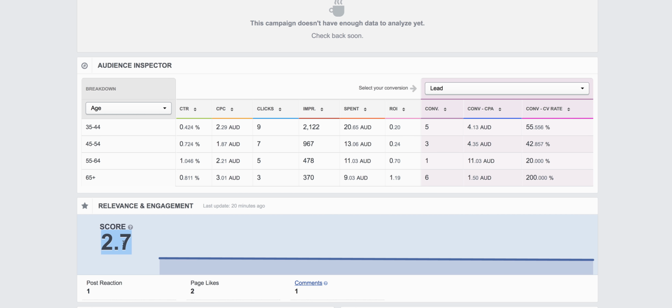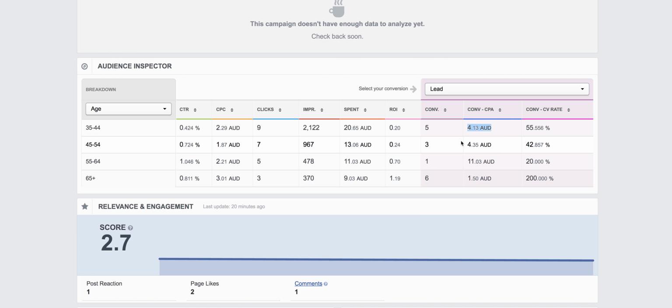Really, the only thing I'm looking at here data-wise is that the relevancy score is really, really bad. Relevance score is important. It's kind of like on the AdWords side. It translates into your cost per click, and that's really going to explain why we have such a high cost. 35 group, 45 through 54 is solid, and obviously 65 plus has converted very well down here. It's at 200%. Once again, wonky data.